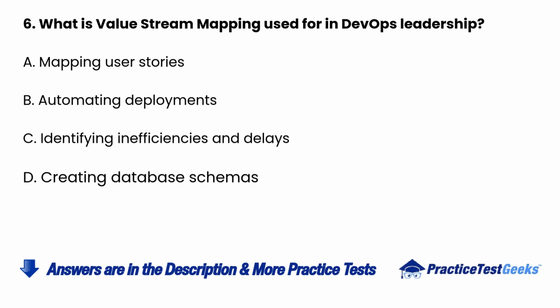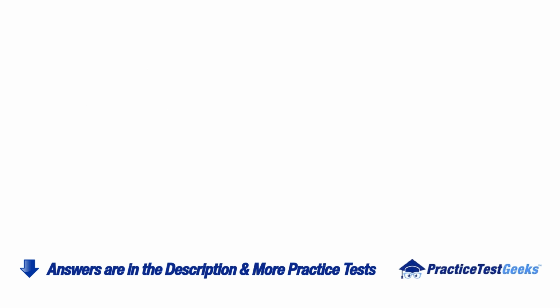6. What is value stream mapping used for in DevOps leadership? A. Mapping user stories. B. Automating deployments. C. Identifying inefficiencies and delays. D. Creating database schemas.